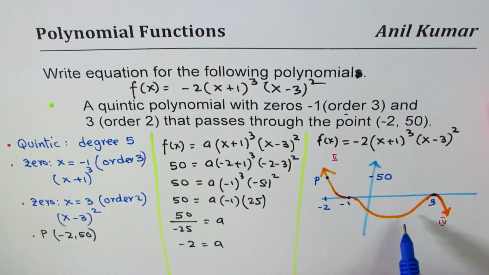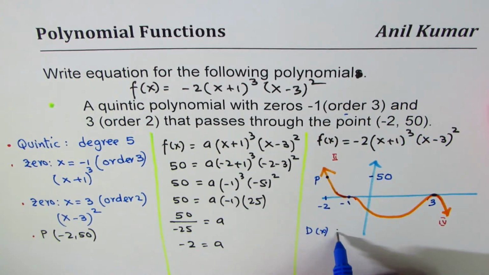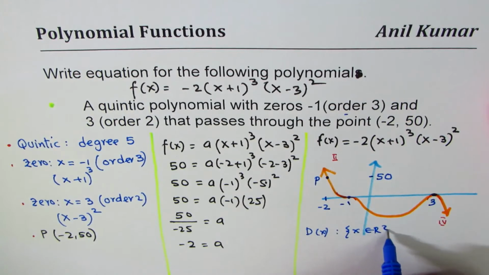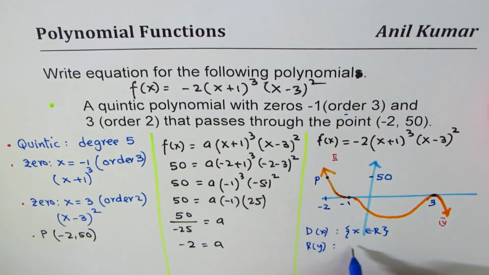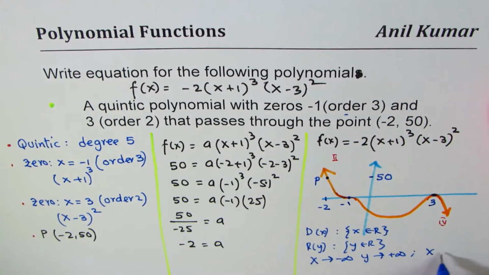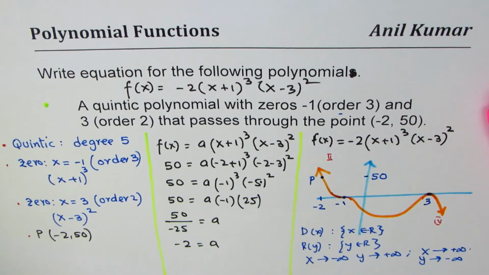Now you can see it doesn't have any symmetry. And this graph has a domain, as expected, x belongs to real numbers, range y belongs to real numbers, zeros are given to us, and end behavior: as x approaches negative infinity, y approaches positive infinity, and as x approaches positive infinity, y approaches negative infinity. So it moves from quadrant 2 to quadrant 4. So that's the kind of graph you get for the given conditions.